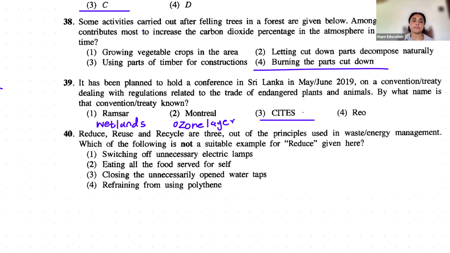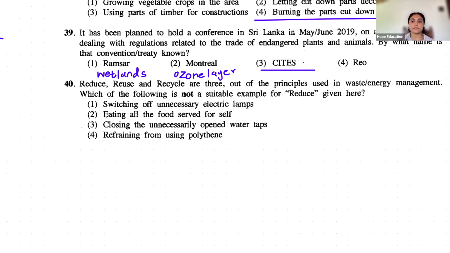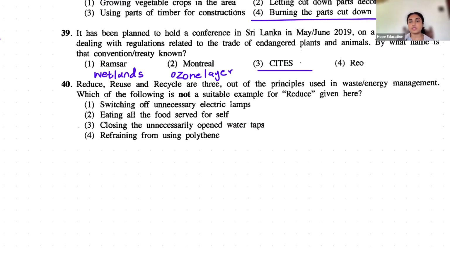Okay. Lastly, 40th question. Reduce, reuse, recycle are 3 out of the principles used in waste and energy management. Biosphere කරේ නැත්තත් ඔයගොල්ලන් දන්නවනේ. So reduce කියලා කියන්නේ ඔයගොල්ලන් environment එකට harm කරනවා use කරන එක අඩු කරන්න ඕනේ. Like polythene, ඊට පස්සේ plastics, ඊට පස්සේ anything else like chemical substances එහෙම අඩු කරන්න ඕනේ පුළුවන් තරම්.